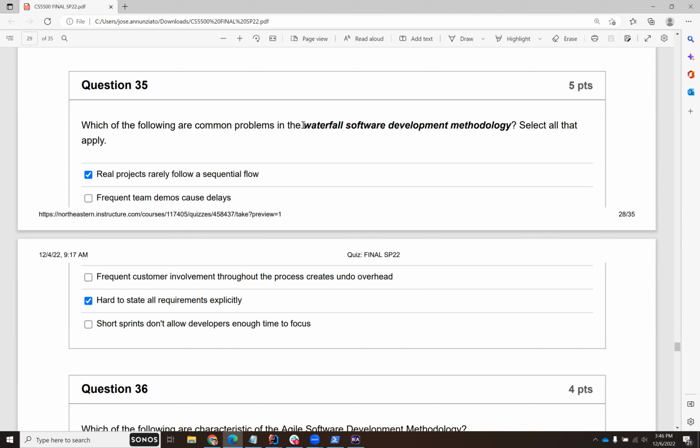Which are some problems of waterfall? Real projects rarely flow in a sequential flow. Frequent team demos cause delays? That's not the case, there are no frequent team demos. Frequent customer involvement throughout the process creates undue overhead? That's not the case, because the customer is not involved throughout the waterfall process. Hard to state all requirements explicitly? That's true. We are stating all these requirements, but nobody really understands them well enough to state them in any detail. Short sprints don't allow? There's no such thing as sprints in a waterfall.